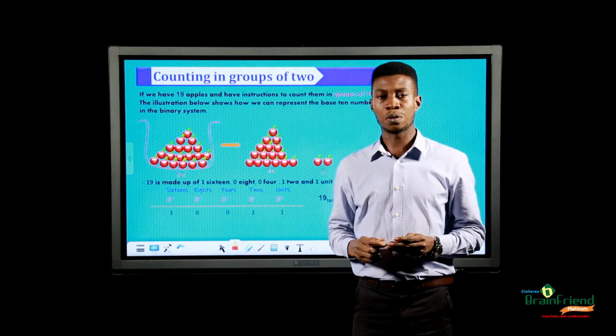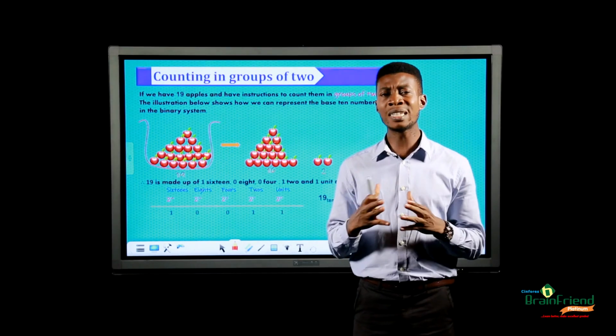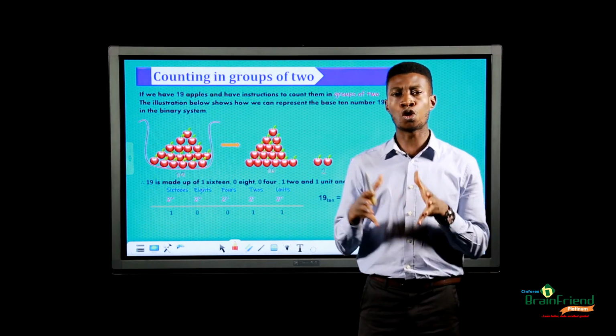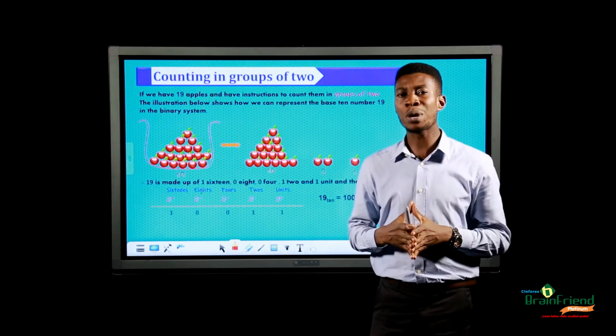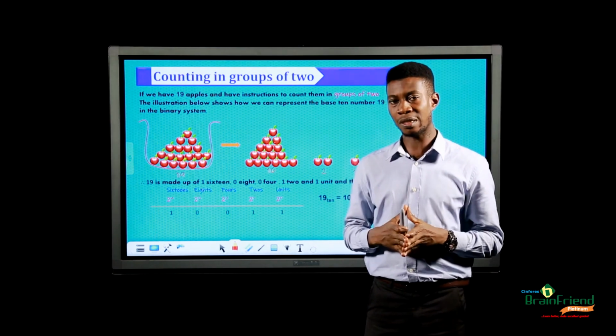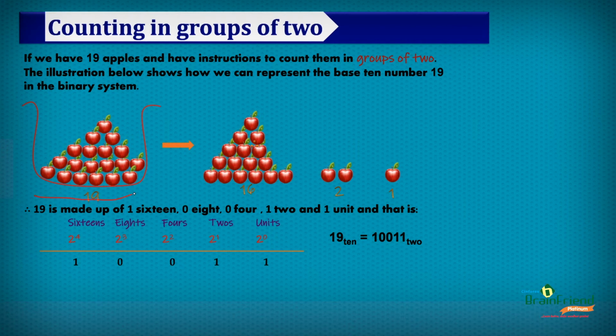Now, I have an illustration. If, for example, we are given 19 apples and we are expected to group them in twos, here is how we can carry out this activity. Here you can see I have a bowl containing 19 apples. From my previous explanation, the closest place value group we have to the number 19 is 16. So we can group our first 16 apples together. And then we are left with 3 more apples. So from 3, we have a group of 2, and then we have just 1 apple left.